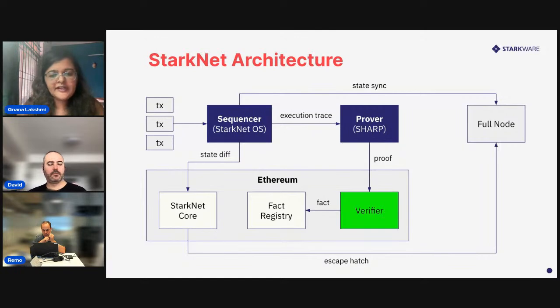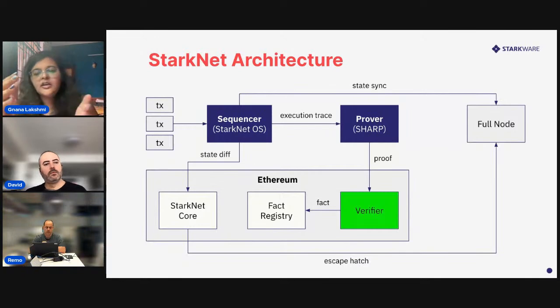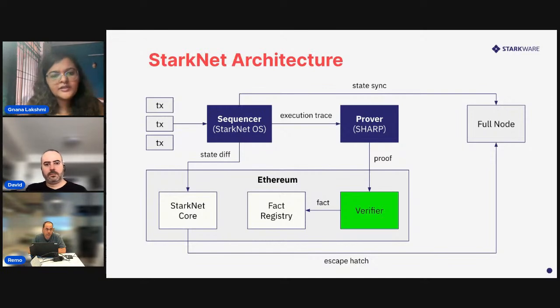Some of the other components in this picture, very quickly. Successful verification of a validity proof becomes a fact, which is then stored in the fact registry. So anybody can verify a particular fact, whether a certain computation has been successfully proven or not. And StarkNet core is a component which is used to store the state differences. A successful transaction causes a state change, and that state difference is stored in StarkNet core, which is a component at the L1 level on Ethereum.